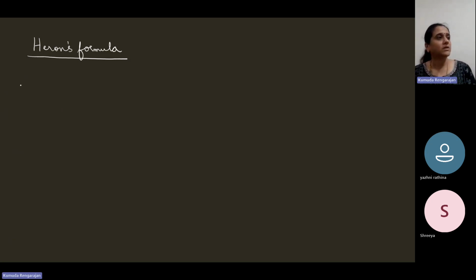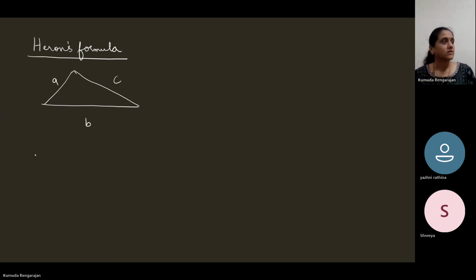What is perimeter? The sum of the three sides of a triangle. So semi-perimeter would be the sum of the three sides divided by 2. Let's call the sides A, B, and C. So the perimeter is A plus B plus C, and divided by 2 is the semi-perimeter, given by the letter S. S is equal to A plus B plus C by 2.